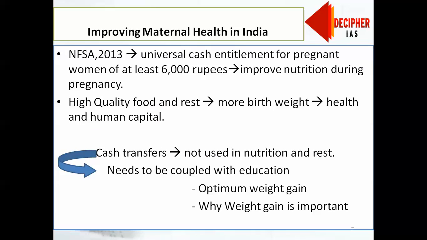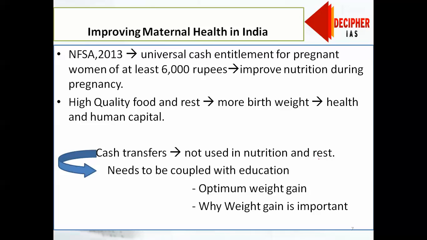Now, improving maternal health in India. What initiatives has the government taken? Given that maternal health casts a long shadow on the individual's mental development as well as the life chances or health, investing in maternal health should be a top policy priority for any government.